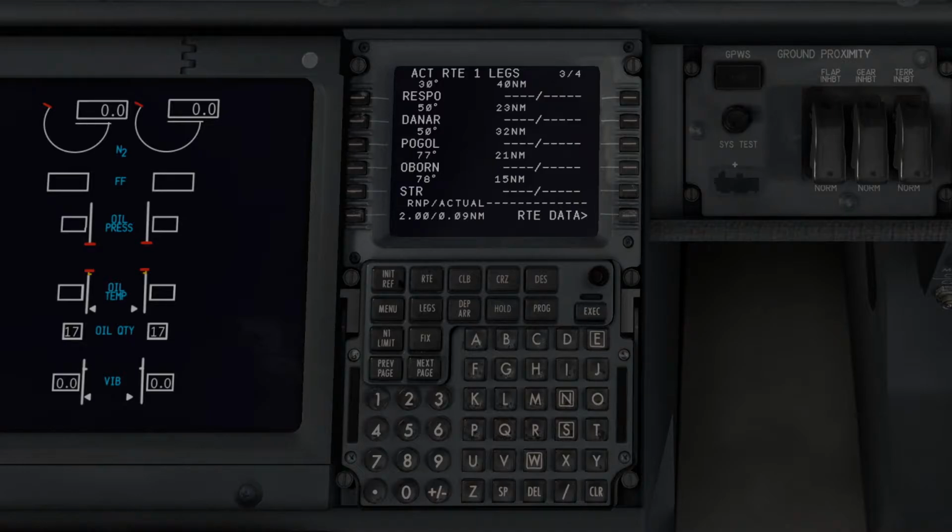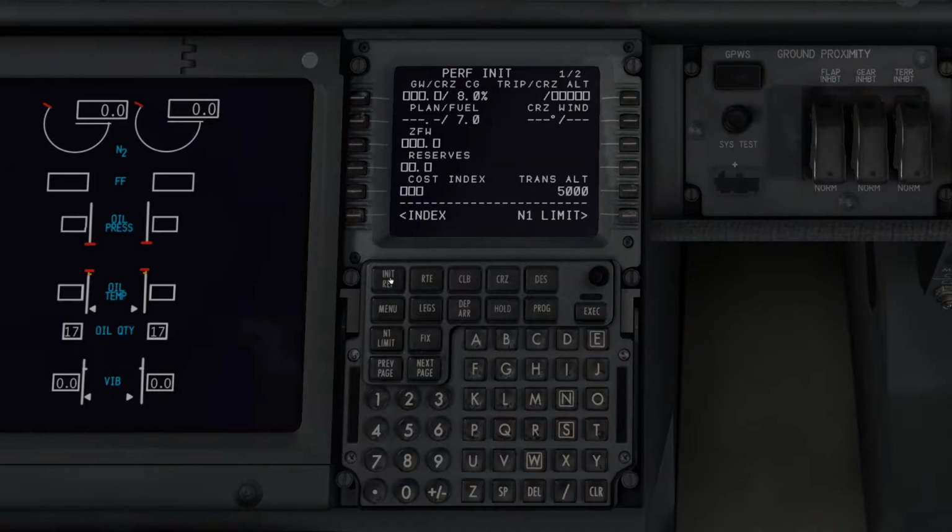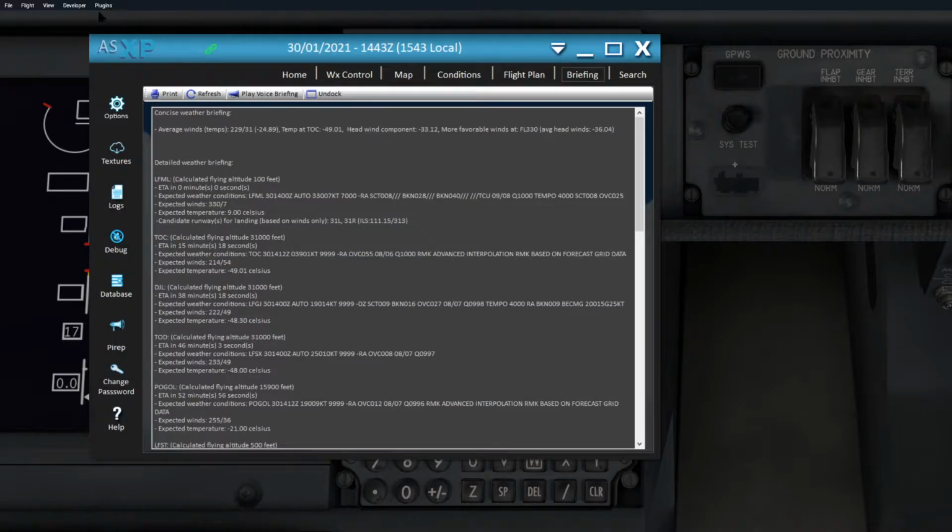Okay, so the flight plan is selected. Go to the init page. Performance initialization. We have a zero fuel weight of 57.2 tons. Reserve fuel, let's select 3 tons. Cost index 35. And cruising, select 310. Execute. Average wind, go to Active Sky, briefing page.